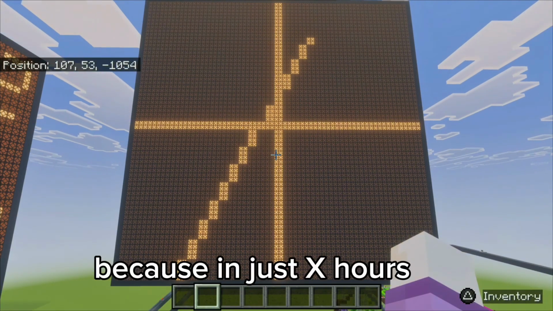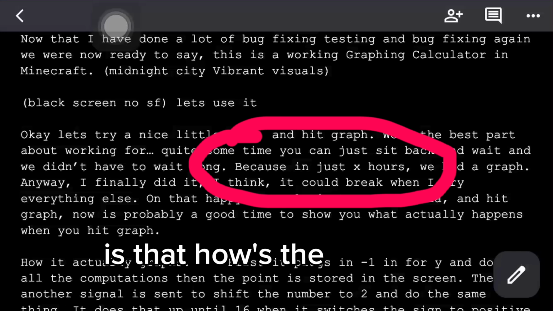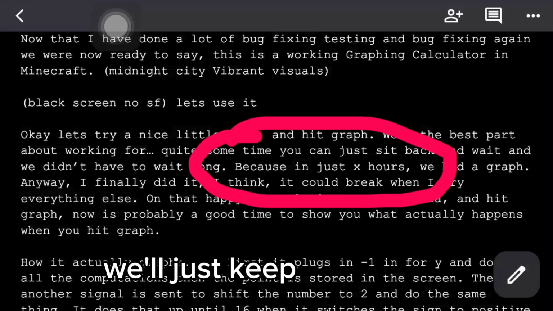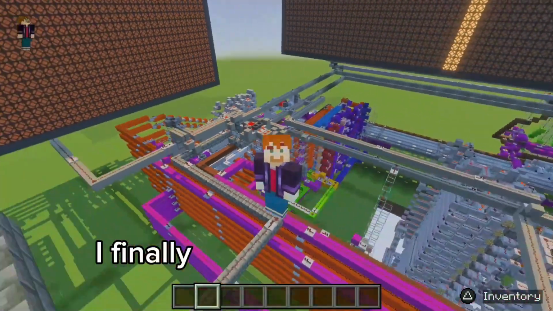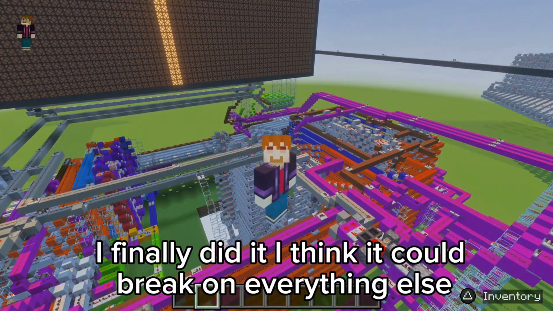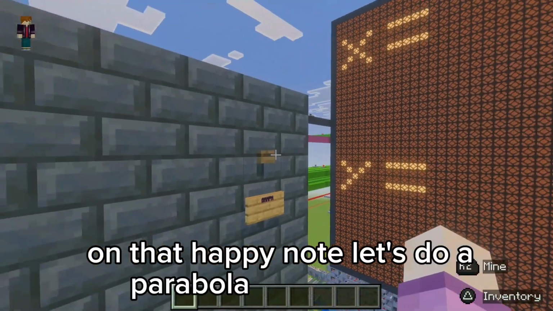Because in just X hours... Wait, was I supposed to time how long it took and change the X to that? Well, whatever, we'll just leave it in. Anyway, I finally did it. I think. It could break on everything else. On that happy note, let's do a parabola.